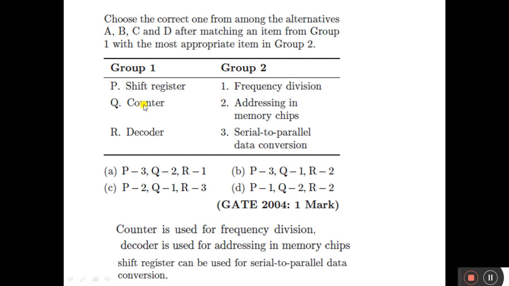Next one, counter. The counter is used for frequency division. So Q corresponds to 1. So maybe this is our correct answer, even without checking the third one. And decoder is used for addressing memory chip. So R can be matched with 2. So option B is correct. Shift register for serial to parallel data conversion, counter for frequency division, decoder for addressing in memory chip. So answer B is correct one.